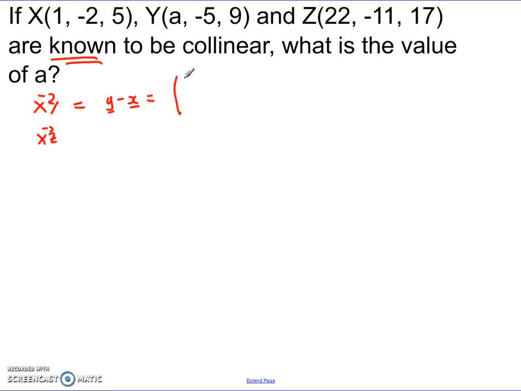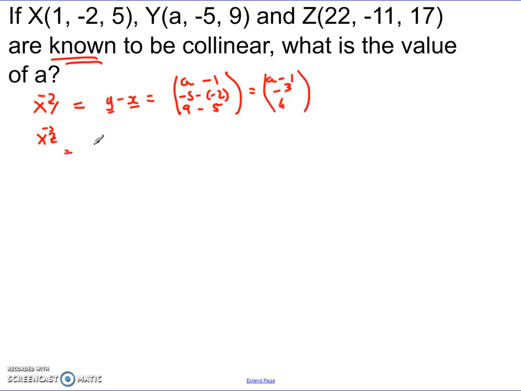So in that case, it gives me a minus 1, negative 5 take away negative 2, and 9 minus 5. Simplify those down, and I get a minus 1 in the x direction, negative 5 plus 2 gives me negative 3, and 9 minus 5 gives me 4.